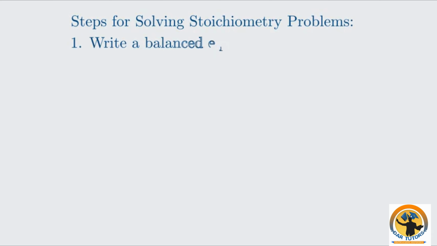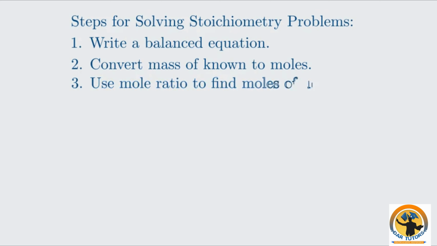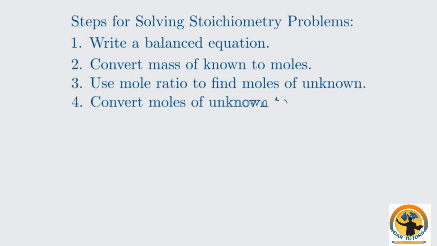Solving stoichiometry problems involves a systematic 4-step process. First, always ensure you have a balanced chemical equation. Second, convert the mass of the known reactant or product into moles using its molar mass. Third, use the mole ratio from the balanced equation to find the moles of the substance you need to calculate. Finally, convert those moles back into a mass.